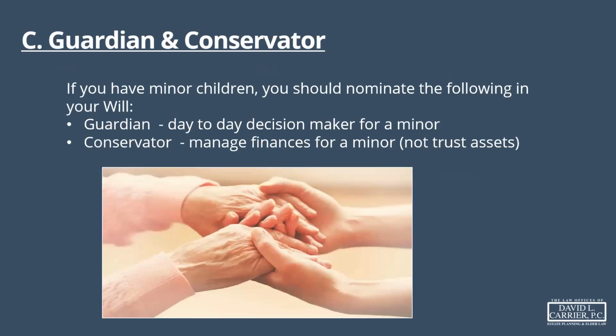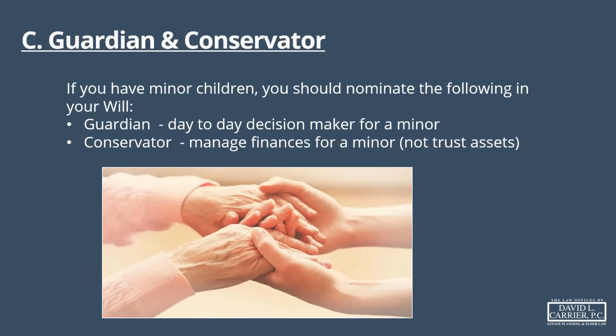Guardian conservators. If you have minor children, those under the age of 18, we need to nominate in your will a guardian conservator. The guardian is the person that's going to make day-to-day decisions for that minor, and the conservator would manage the finances. Now, as long as one of the parents is alive, the parent's going to be acting. But if both parents are deceased, then we're going to turn to the will, and that will is going to nominate both the guardian conservator.